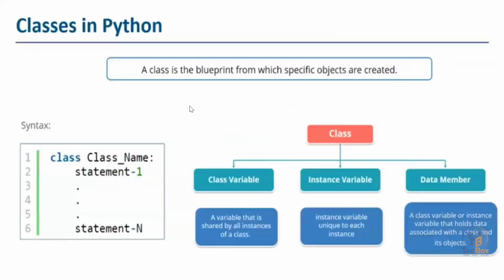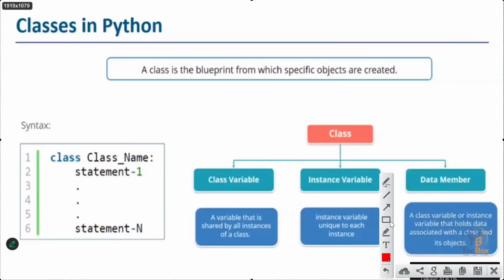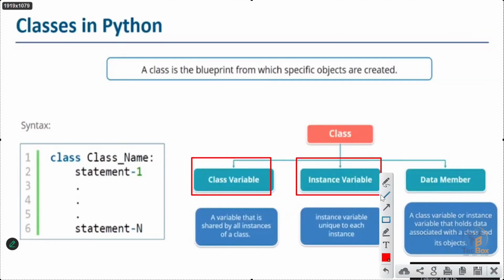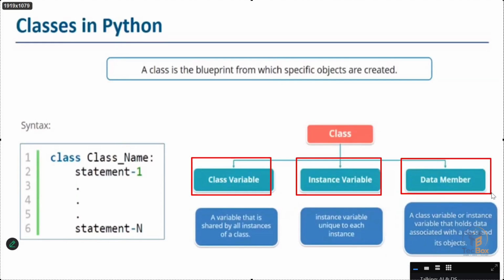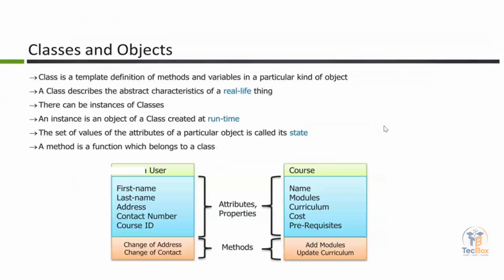Class is the blueprint from which specific objects are created. So a class will contain class variables and instance variables. I will tell you what these class variables, instance variables, and data members and other things are. If you do it programmatically, you can understand more.